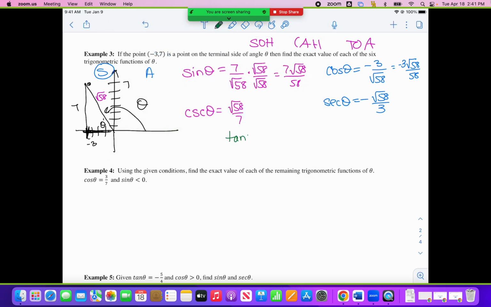All right, now let's do tangent. Tangent would be 7 over negative 3. Cotangent would be negative 3 over 7. Now, I'm going to tidy up that tangent. We don't leave a negative in the denominator. We pull it up. So that's the only thing I'm doing there.